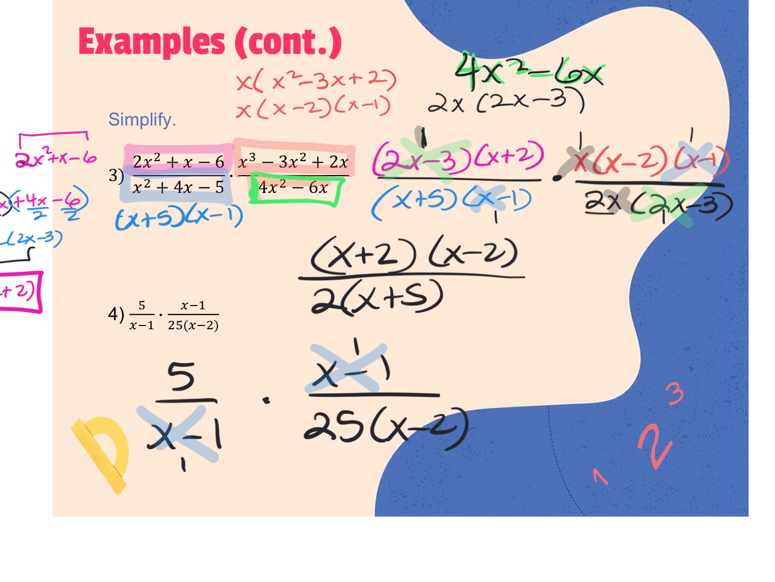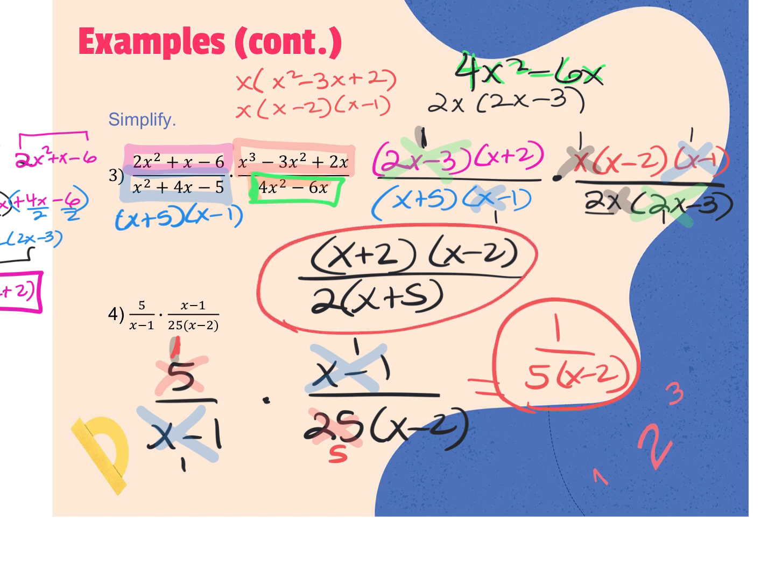And then I can also simplify the 5 and the 25. So this would become a 1. This would become a 5. And now I'm going to multiply what remains. The numerator is 1 times 1. And then the denominator is just the 5 times the x minus 2. So it's going to be really important that you're writing neatly. And again, make sure that you can see what you're crossing out, what you're not, and then write clearly what's being left behind.